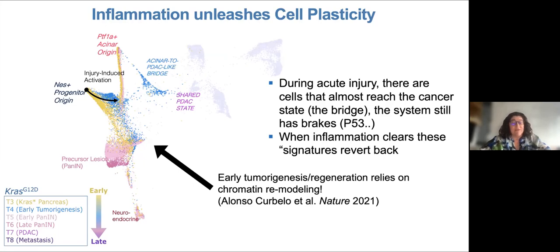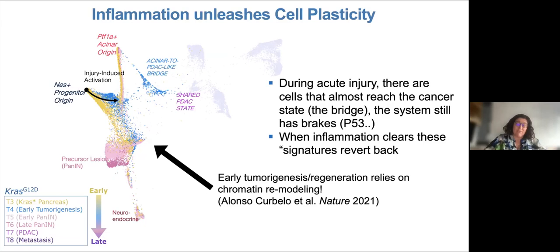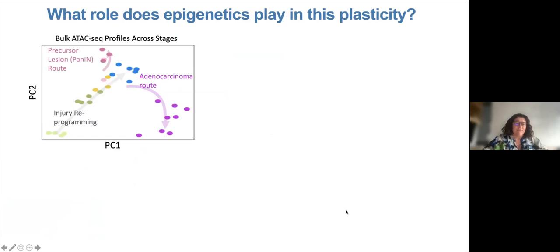And we wanted to understand what's going on here in the dynamics of the system. And we know that a lot of this is really due to chromatin remodeling. So we wanted to bring chromatin into the picture. At first we took the bulk chromatin that was published recently by Direna's paper in Nature. And we added some bulk ATAC-seq of the pannons as well, so we could see what's going on with them and how they compare to the early injury and the adenocarcinoma.